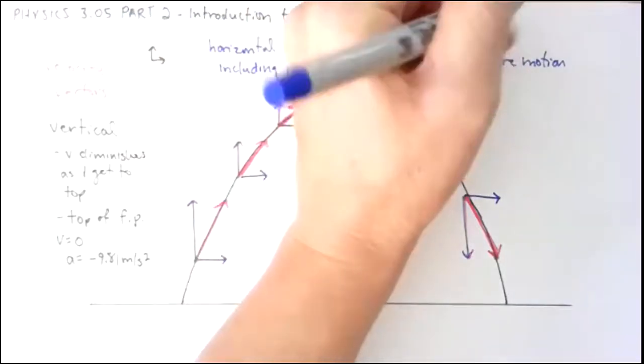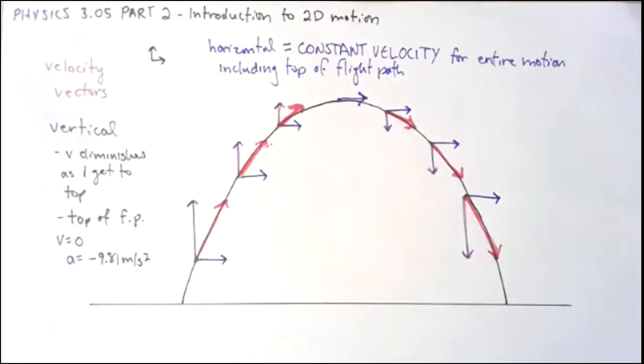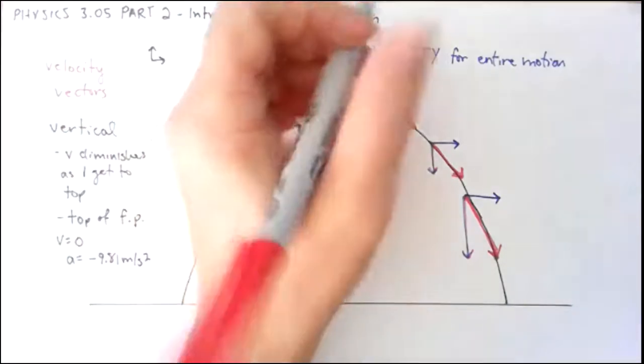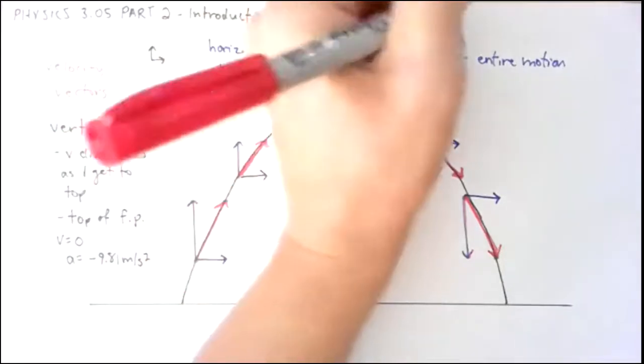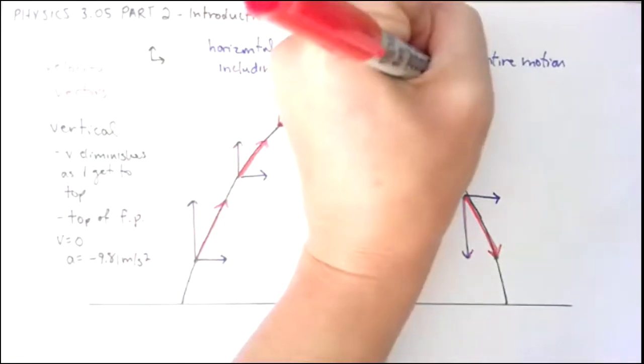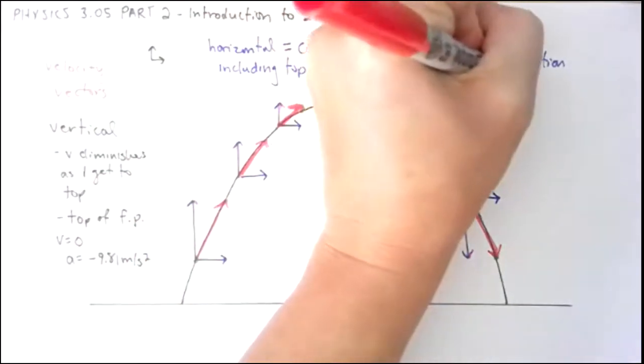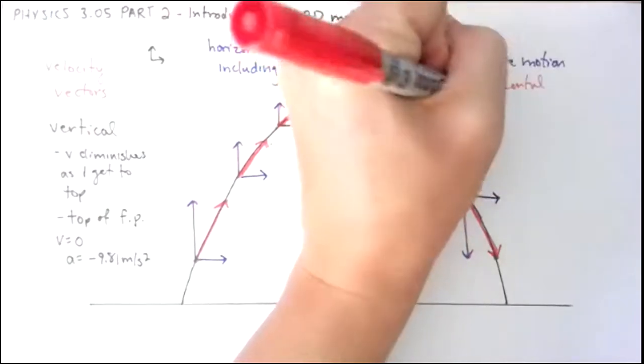Well, guys, what does that mean for acceleration in the horizontal? Did you say, if I have constant velocity, do I have acceleration? Yep. Nope. I have no horizontal acceleration.